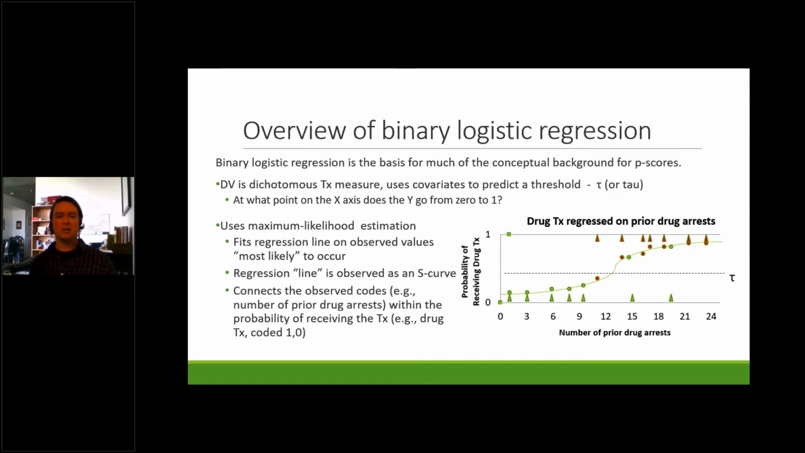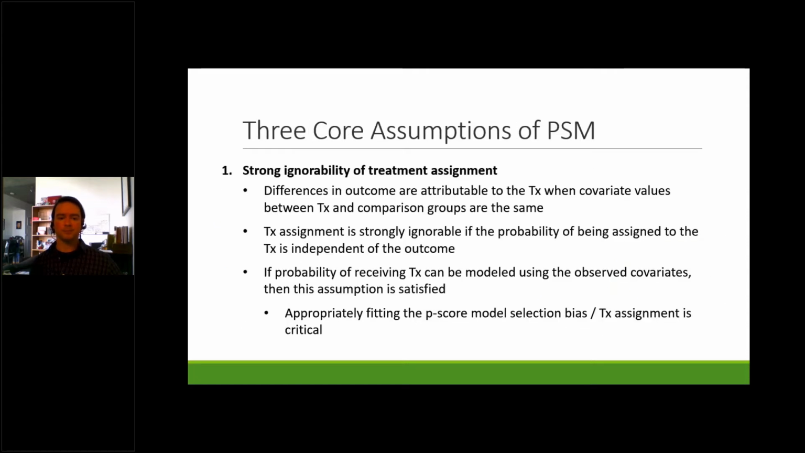Therein lies the crux of some of the debate that goes around how we condition or create or calculate the propensity score. This is a good point to discuss the core assumptions of PSM, which we'll move into now.